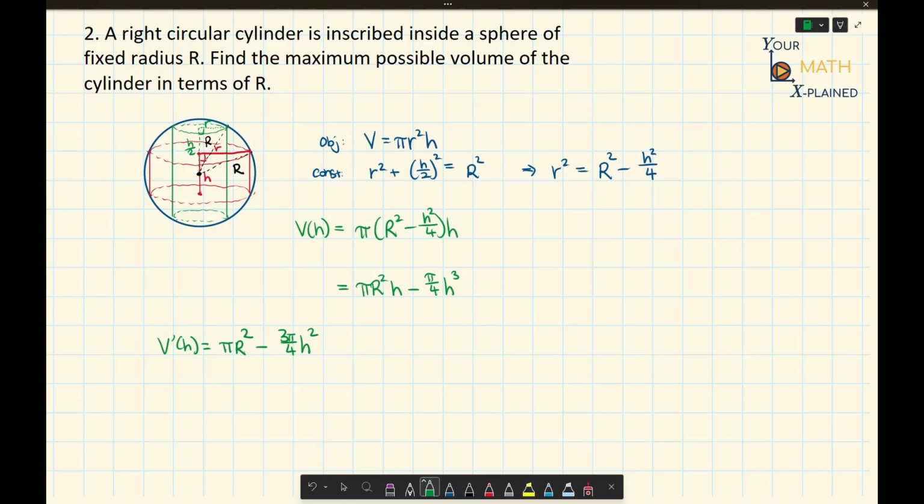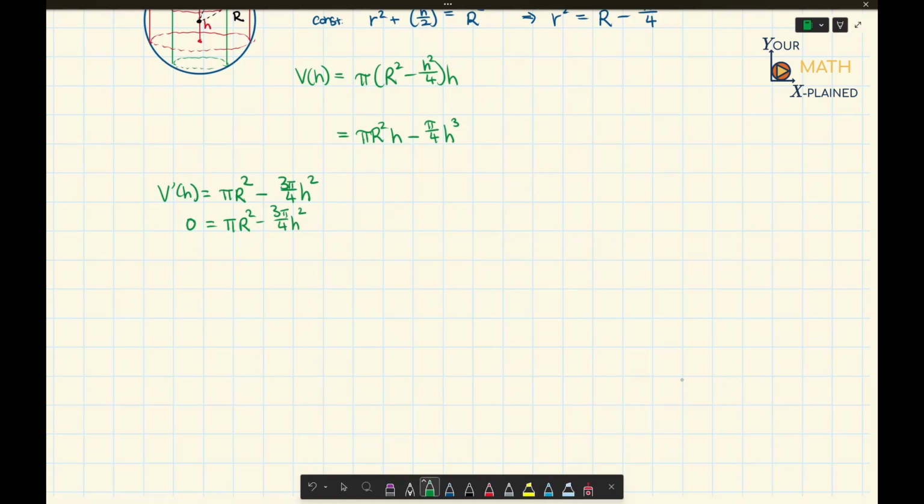Setting v prime of h equal to 0 and then solving for h is going to give us our critical points. So let's go ahead and isolate h. So we get 3 pi over 4 h squared is equal to pi times capital R squared. Cancel out the pi on each side, and we get h squared is equal to 4 capital R squared over 3. And then we're just going to take the positive square root of both sides, and we get h is equal to 2 times capital R over the square root of 3.